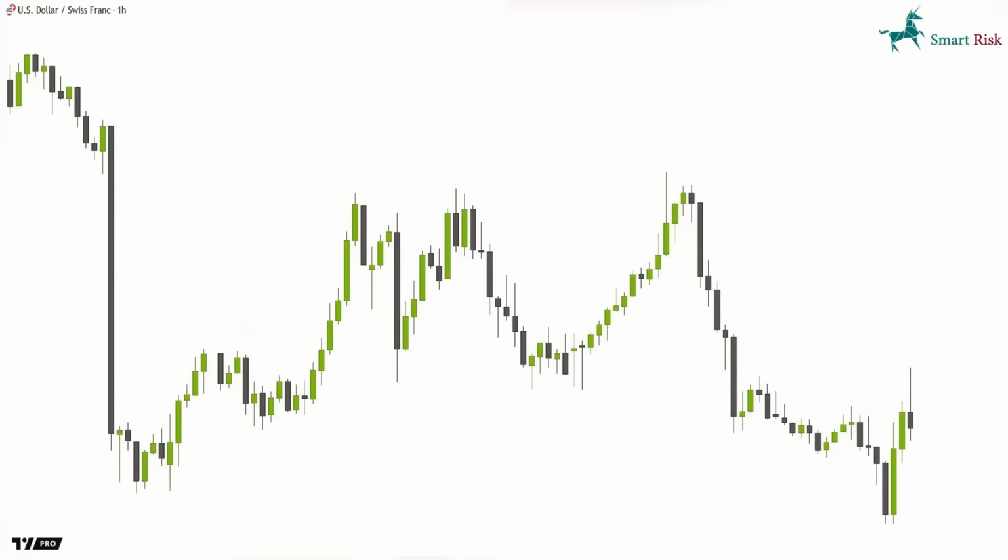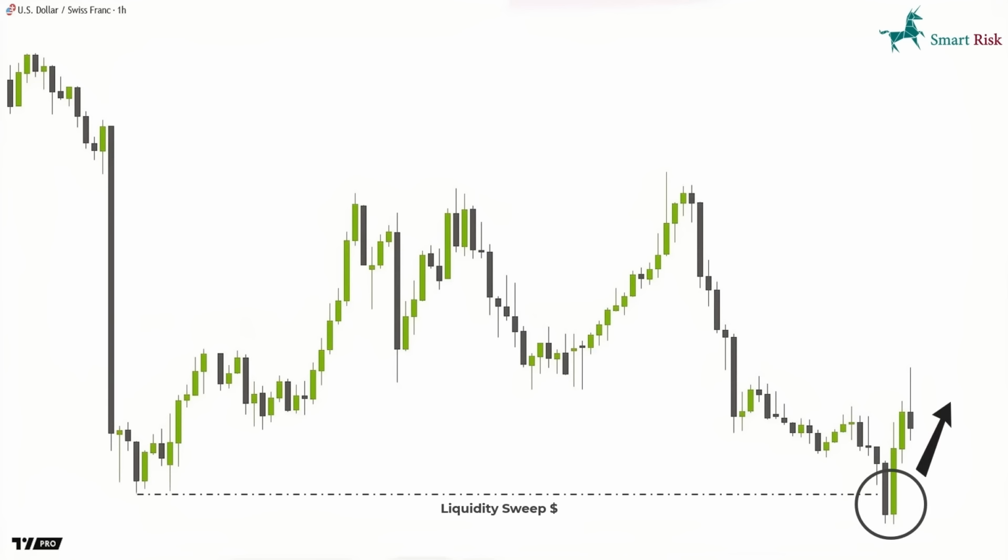On the screen, we have the US dollar Swiss franc 1-hour chart. As you can see, after price swept the sell-side liquidity below this 1-hour swing low, it immediately returned back into the range, quickly shifting direction and pushing to the upside. If we zoom into the 30-minute time frame and look more closely, we can see that after forming a valid liquidity sweep, price also created a bullish break of structure by breaking and closing above the most recent swing high.